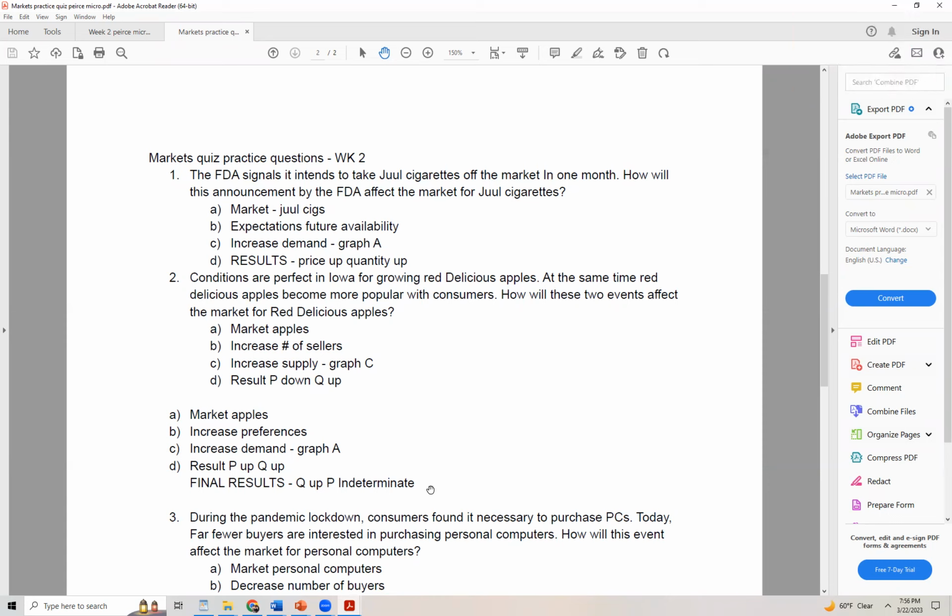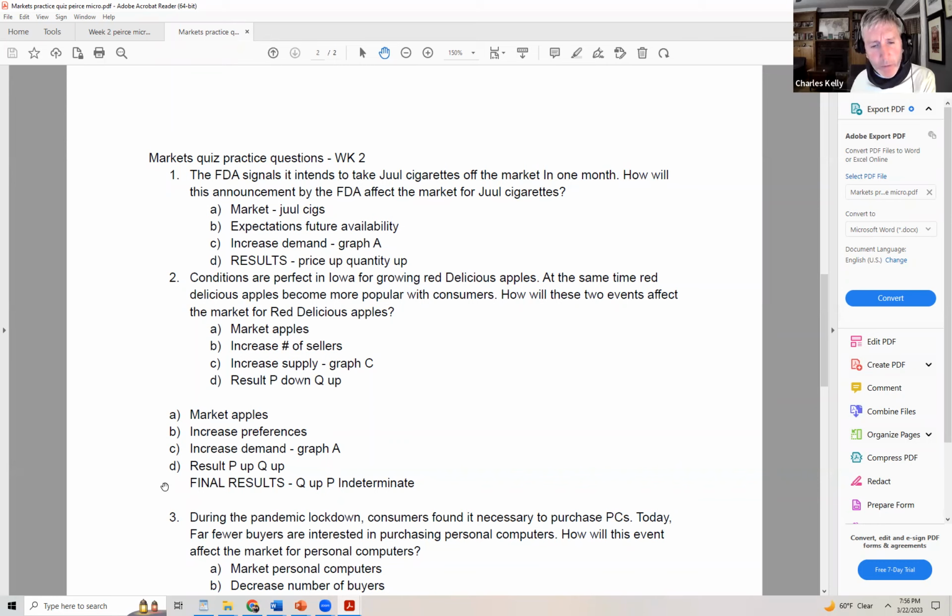Remember, on the quiz there are 4 questions. Only one of them has an indeterminate result. In 3 of them, there's only one event, either demand or supply. The question will say, just like this one, how will these 2 events affect the market. That'll be the key: something affecting demand and supply at the same time. Very cool. These are great to review. Definitely review these before you take the quiz.